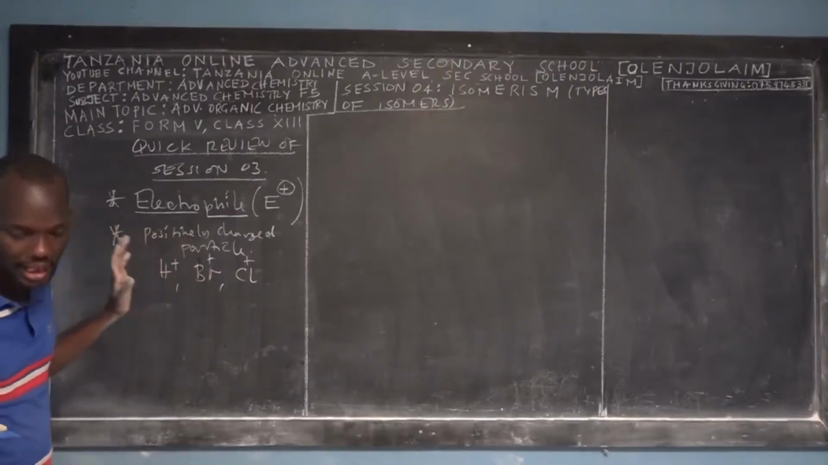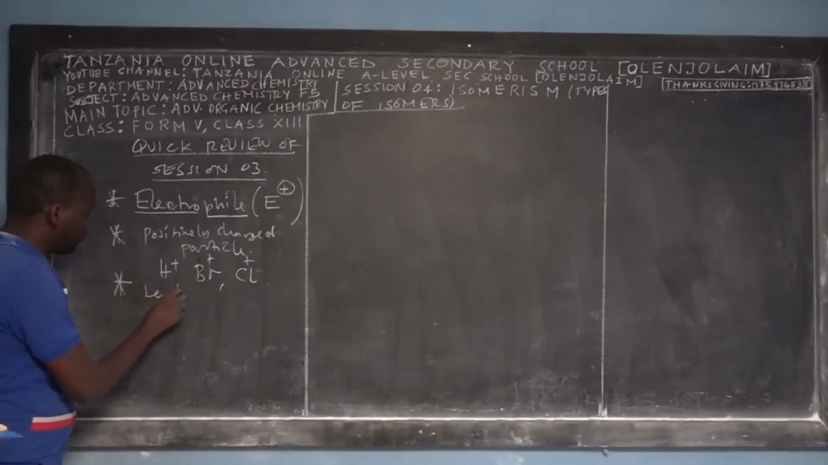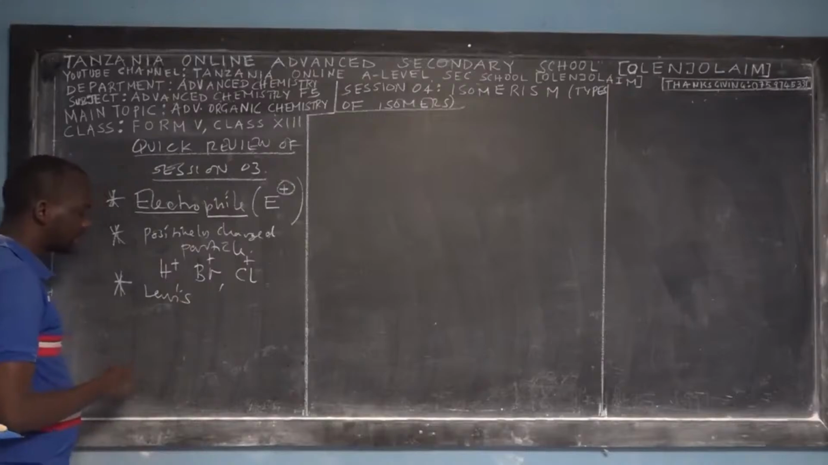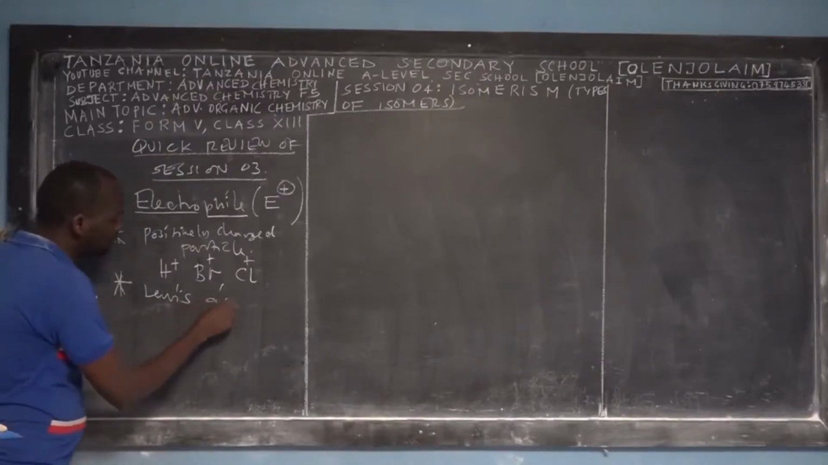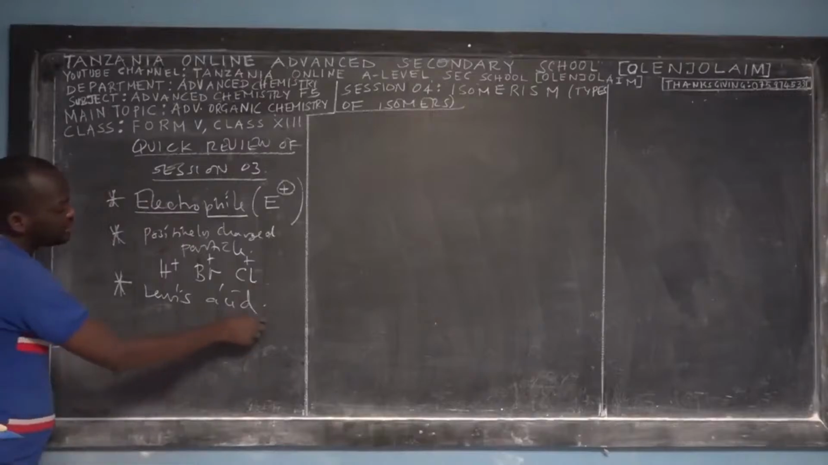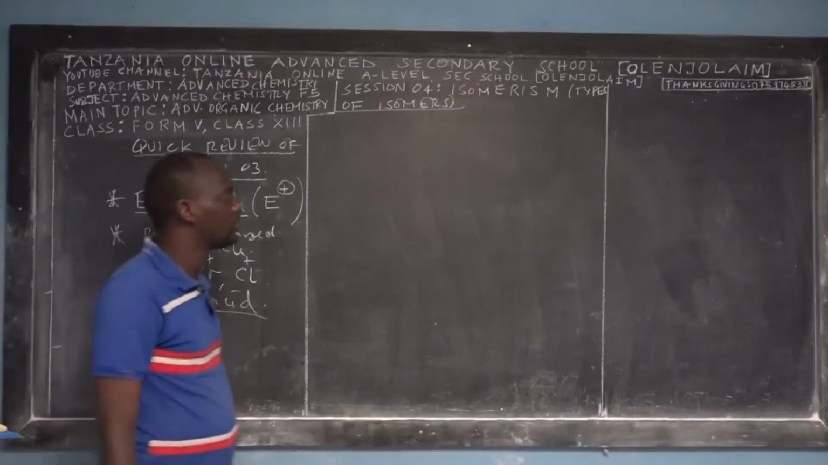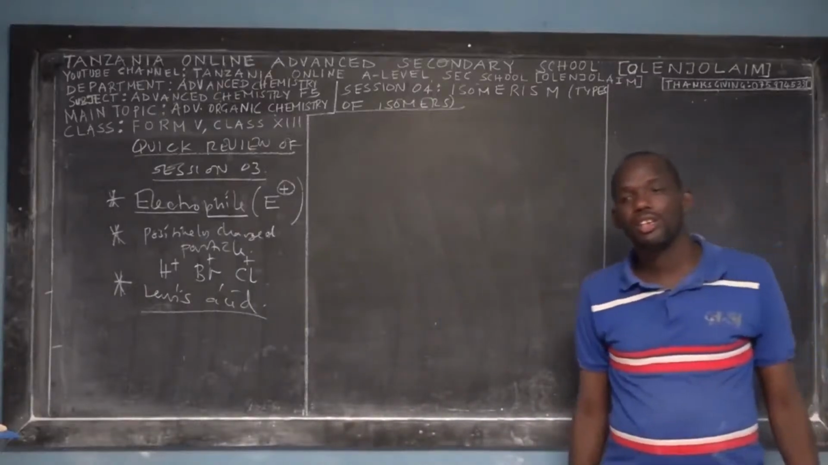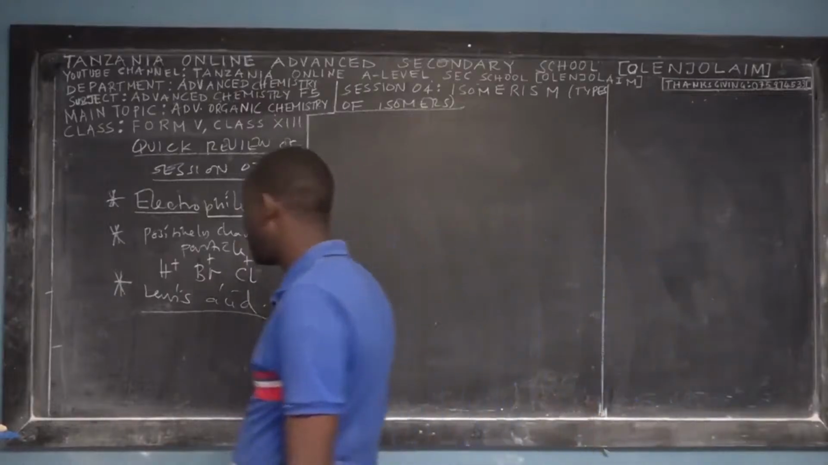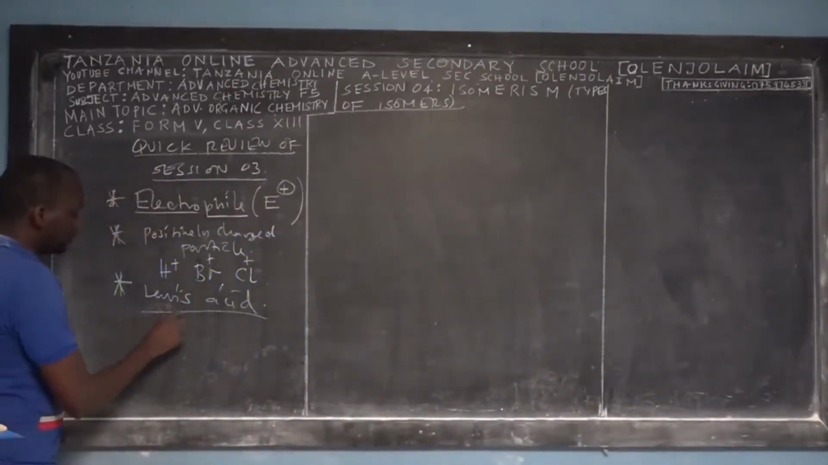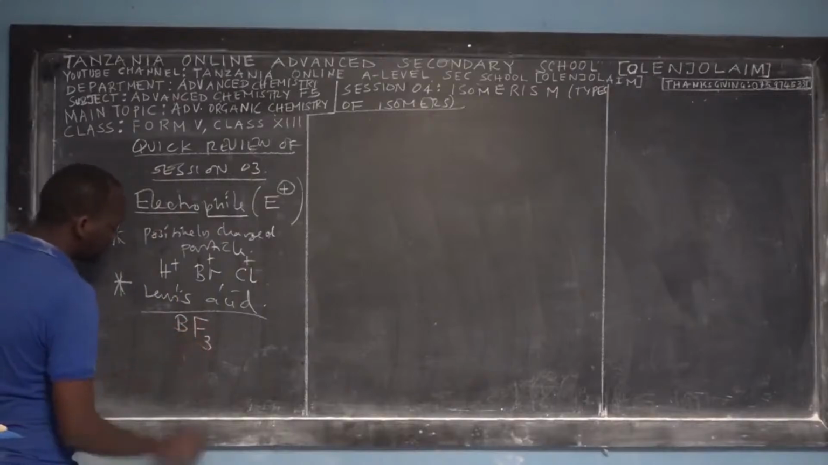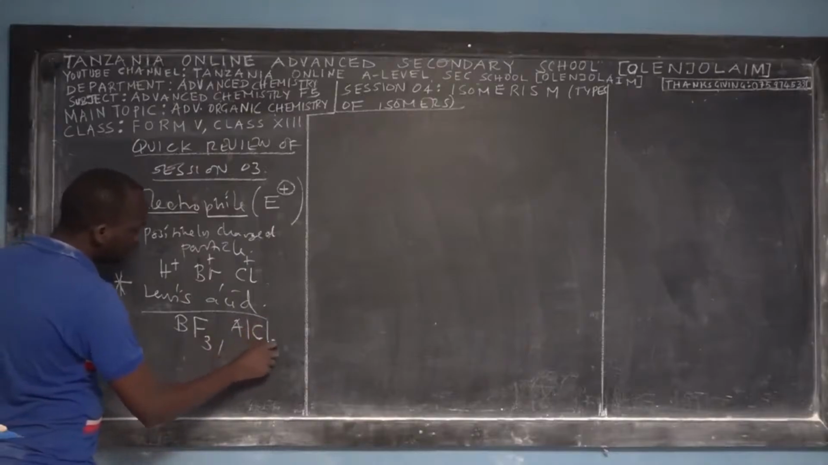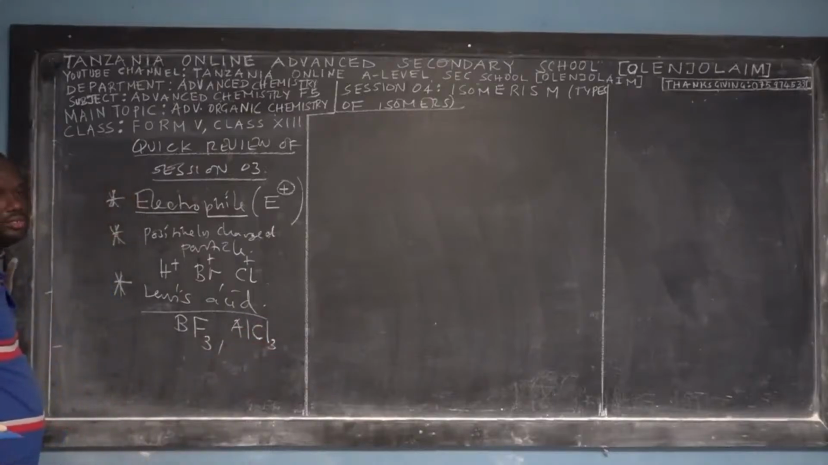Another, second type of electrophile we call Lewis acids. Lewis acids are chemical compounds which contain at least one empty orbital, so they can accommodate the lone pair coming from the nucleophile. An example is boron trifluoride. Another example of a Lewis acid is aluminium trichloride, or aluminium chloride.